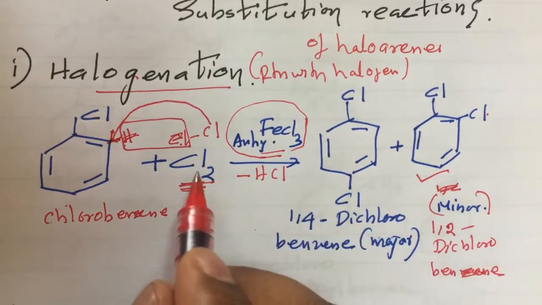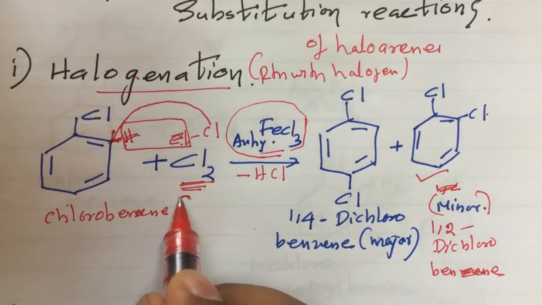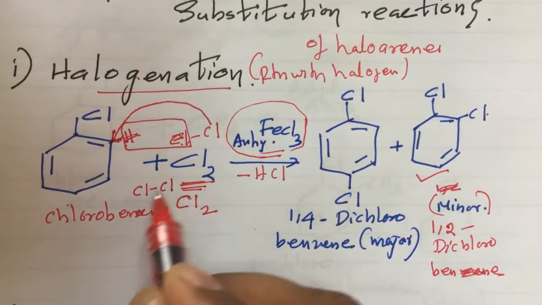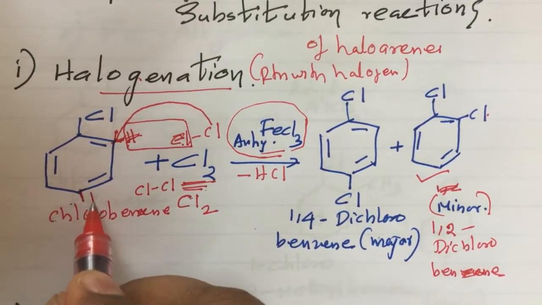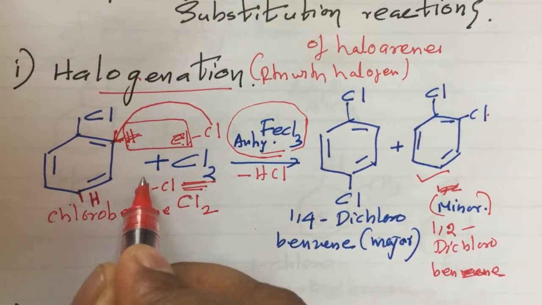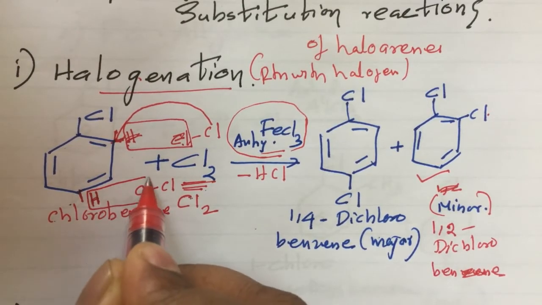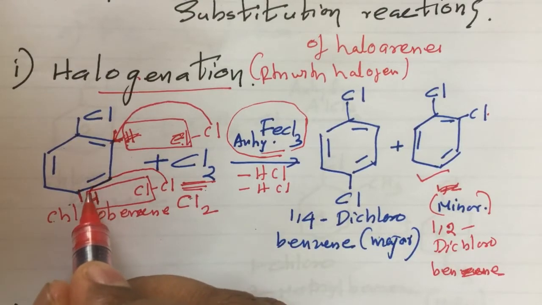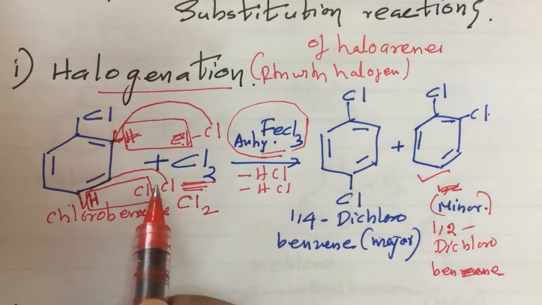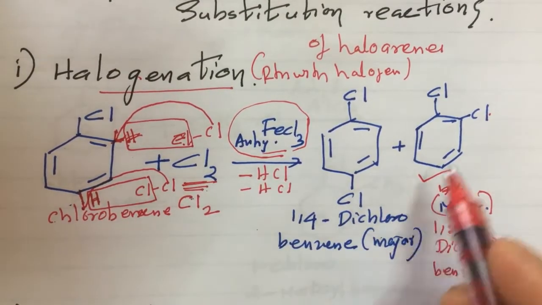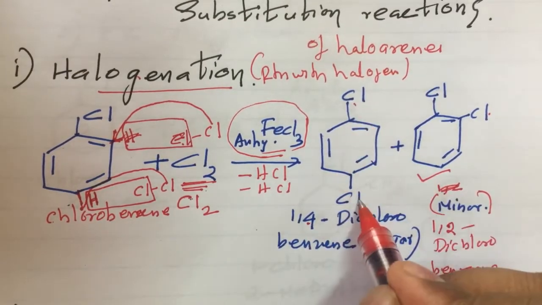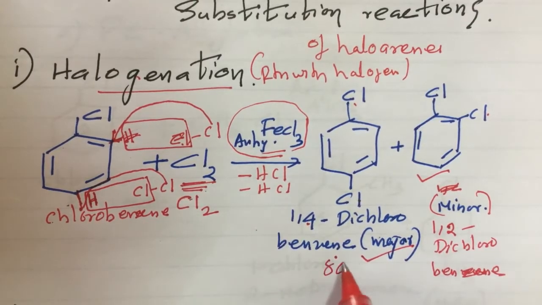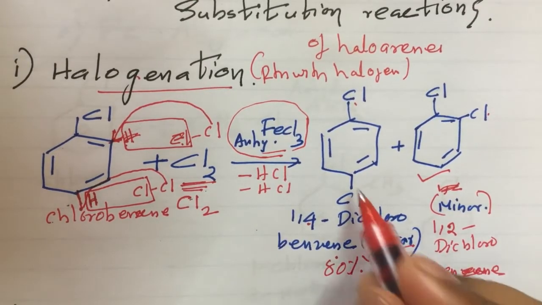Then exactly like this, another molecule of Cl2, again one more Cl2, we can write like ClCl. The hydrogen present on para position will react to form again HCl, and the remaining Cl will take the position of this hydrogen and form Cl now on para position, forming 1,4-dichlorobenzene, and this product is the major product. 80% product is this one.